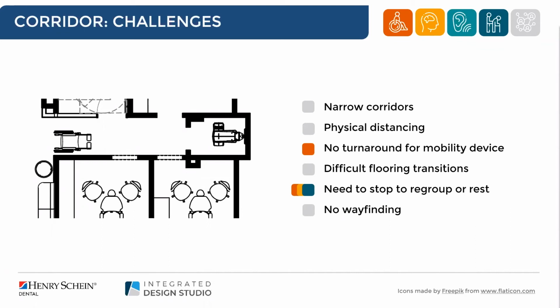Flooring transitions from the corridor into other rooms can also be an issue for people who use mobility devices or who are just at risk of tripping in general. Individuals who experience either physical or psychological limitations might also need a place to stop and rest or regroup when they're traveling from the public area into the treatment zone. Corridors in general can be confusing for anyone who might have to navigate a space that they're unfamiliar with.